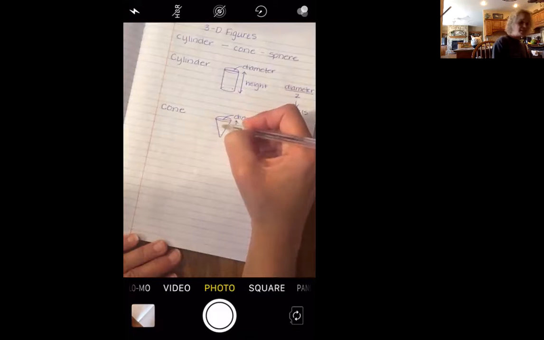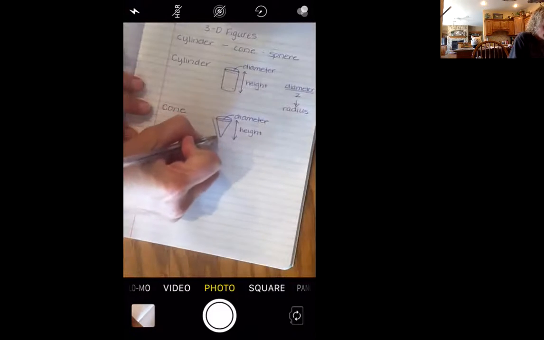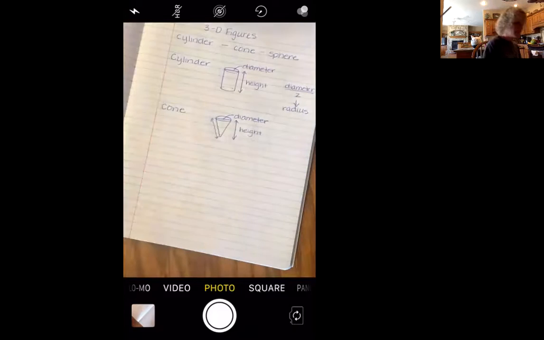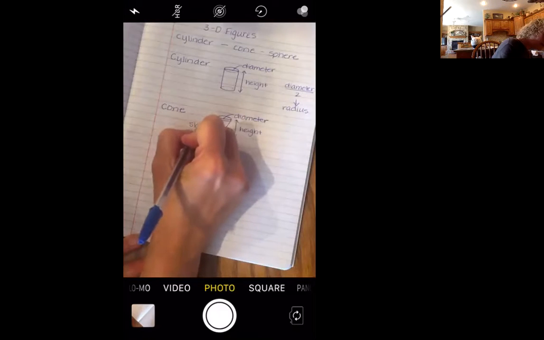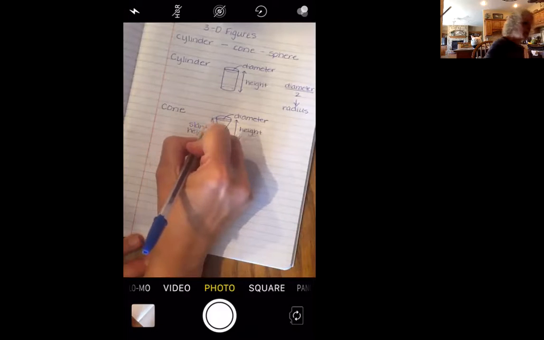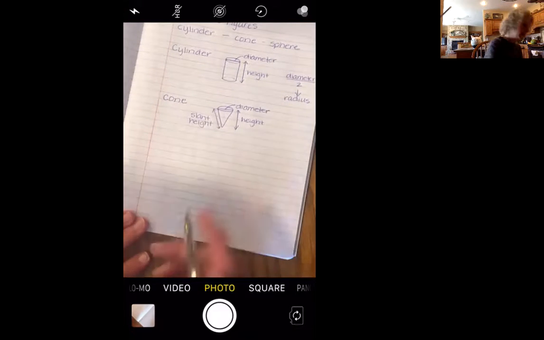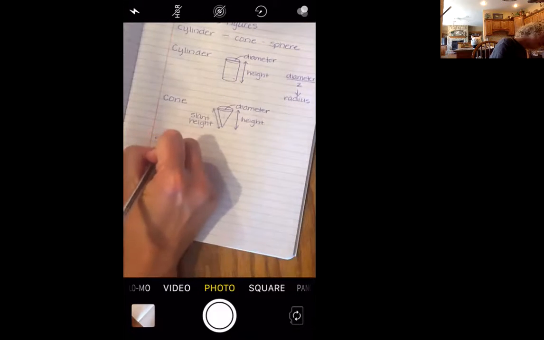Now, there is a different measurement when we're talking about a cone, and it's this one right here. This is the slant height. And in some of the formulas, we will need the slant height so that we can figure out the volume or the surface area. And last but not least, we have our sphere.